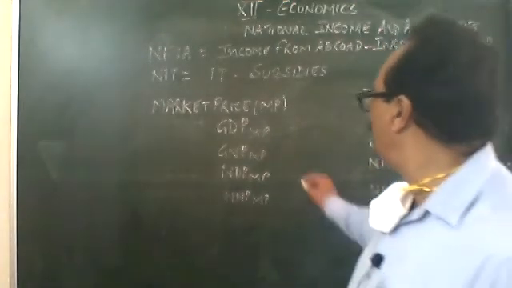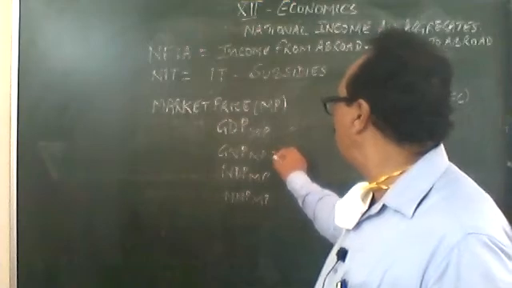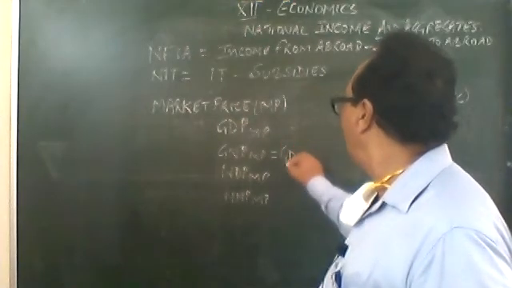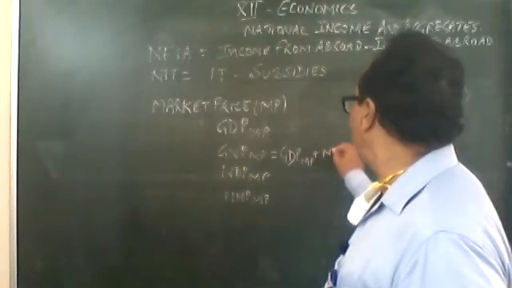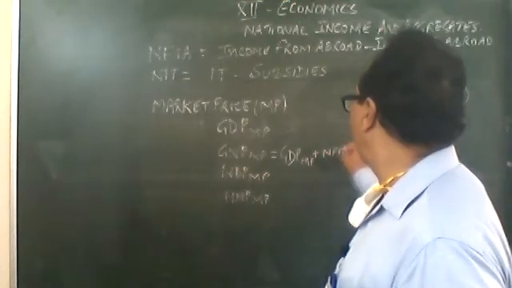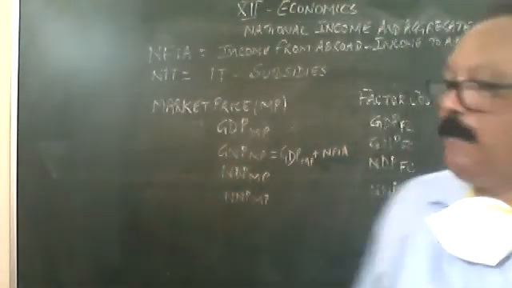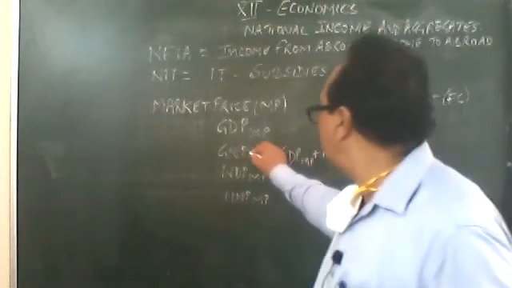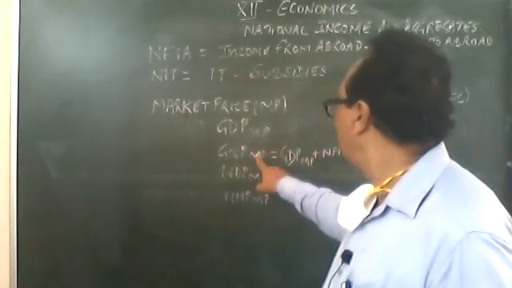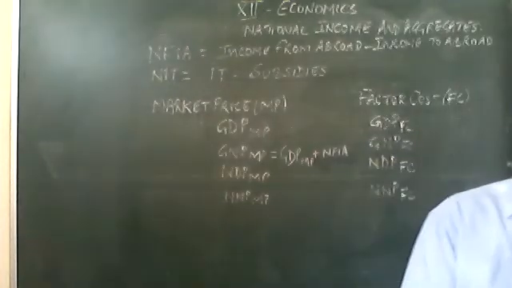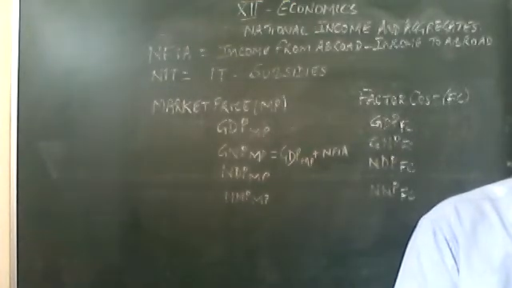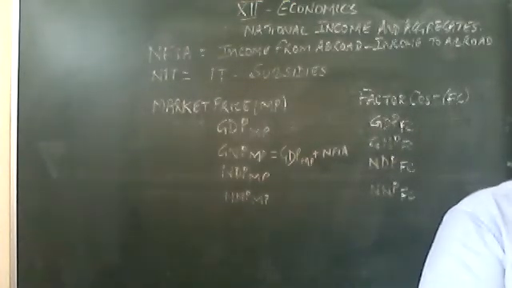So here GNP at market price will be GDP at market price plus, inclusive of NFIA. So the formula is GNP market price is equal to GDP plus NFIA, inclusive of net factor income from abroad.